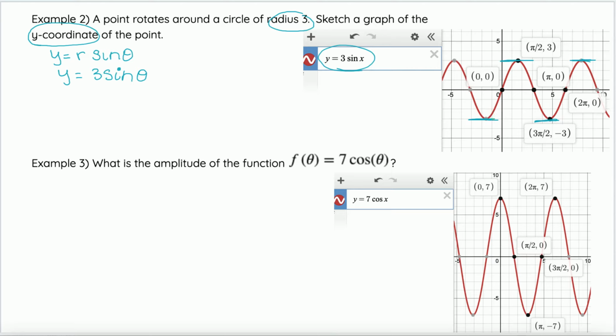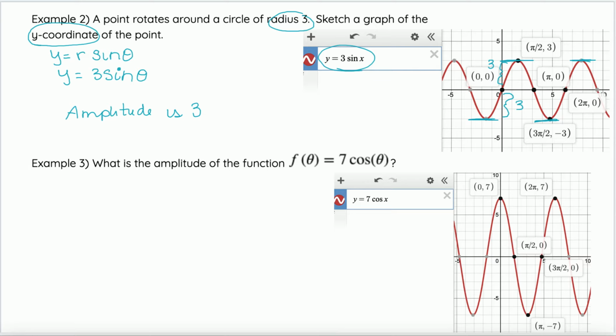Between -3 and +3. This wave amplitude is 3. So the amplitude is from the middle of the graph to the highest point, and from the middle to the lowest point is 3 units. So we can say that the amplitude, we're going to talk more about this in a little bit, the amplitude is 3. It's not going to be 6, it's the halfway distance between the highest and the lowest point.